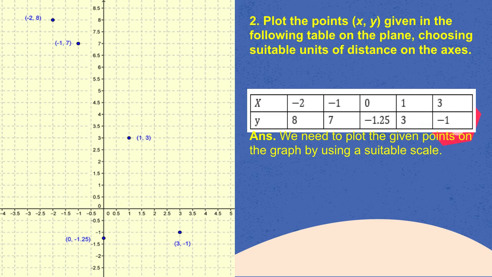Now the second point, minus 1, 7. So minus 1 is the abscissa, x values are called abscissa and y values are called ordinate. So let's look for minus 1 on the x-axis. This is my minus 1 over here. Now I will find 7 on the y-axis. So this is the required point.